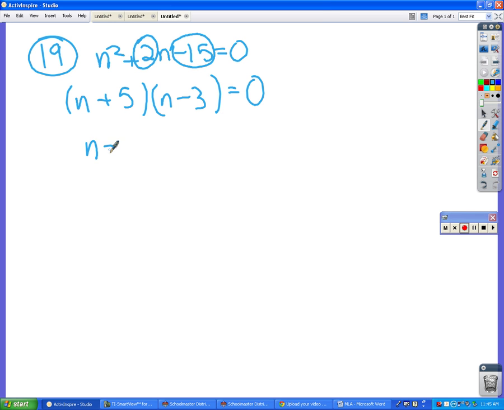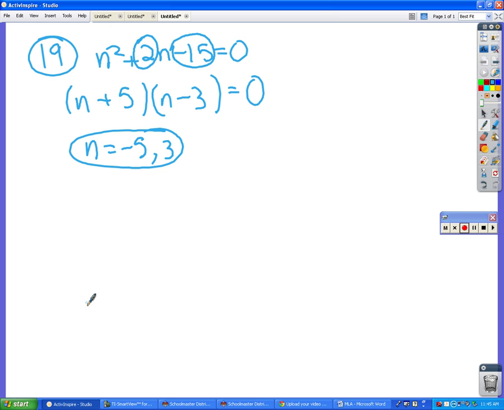So what would n have to equal for n plus 5 to be 0? Negative 5. What would n have to equal for n minus 3 to equal 0? 3. Okay, positive 3. And so my answers there that I got by factoring are that n could equal negative 5 or positive 3. All right?